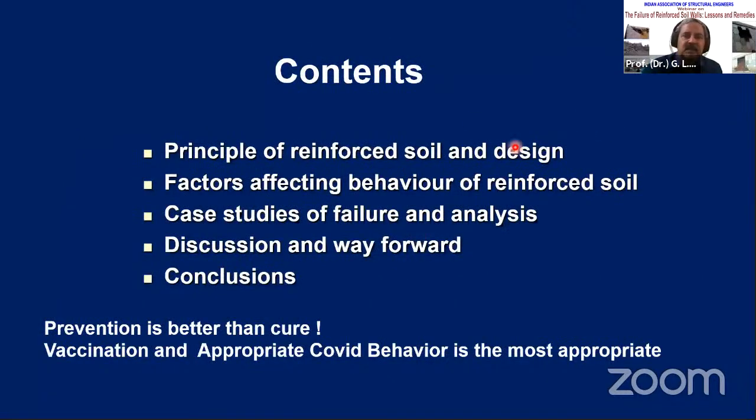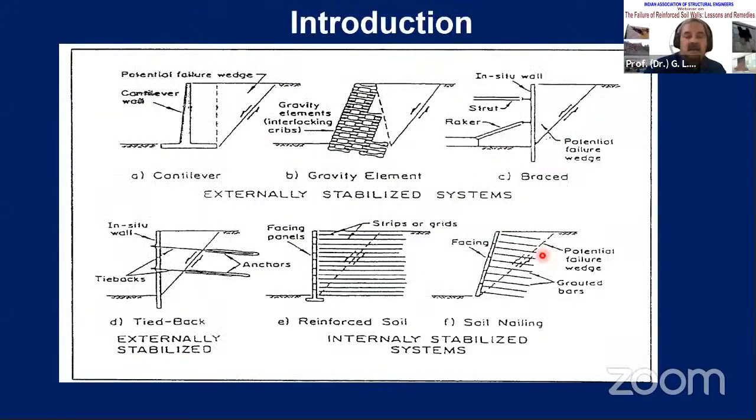So I would like to talk about the principles of reinforced soil, factors affecting the behavior of reinforced soil, case studies of failure and analysis, discussion, way forward and conclusions. We always ask why we should see so many failures. Can we have some prevention? We also now realize appropriate code behavior is needed. Can we do proper quality control or remediation? We should not even think of remediation, but look at prevention itself as a point that we should see.